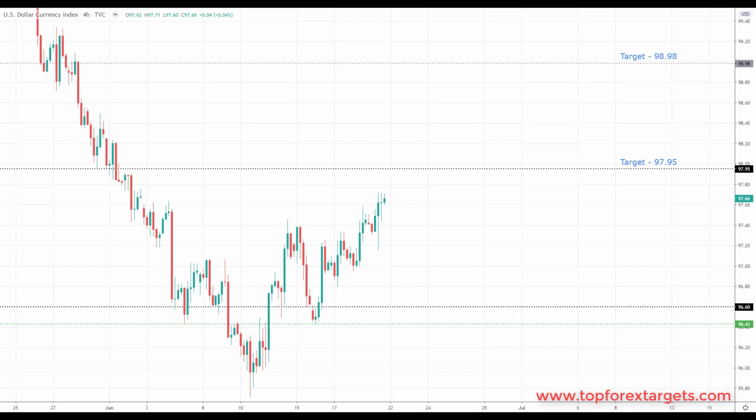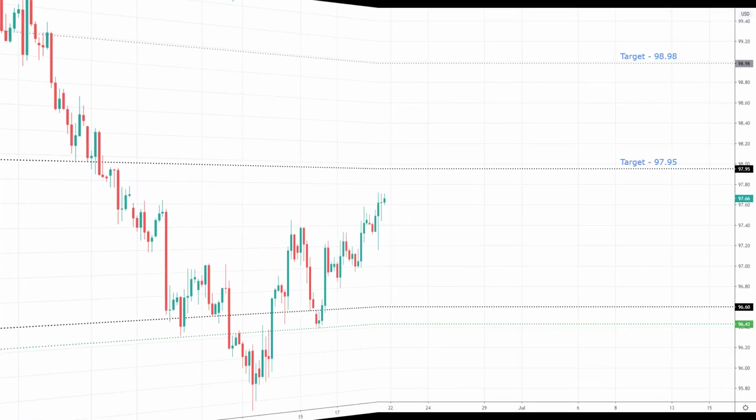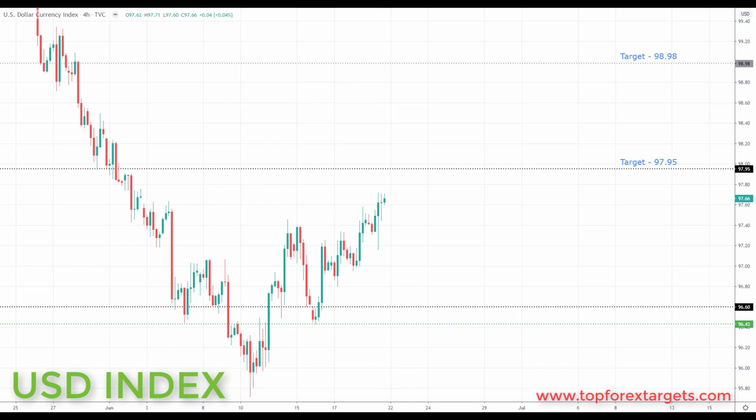Let's jump over to the charts and see where the money is this week. As always, we're going to start off by looking at the US dollar index. Now, last week we actually had a near-term reversal in the dollar index. This break to the upside last week actually signals the end of this down move.